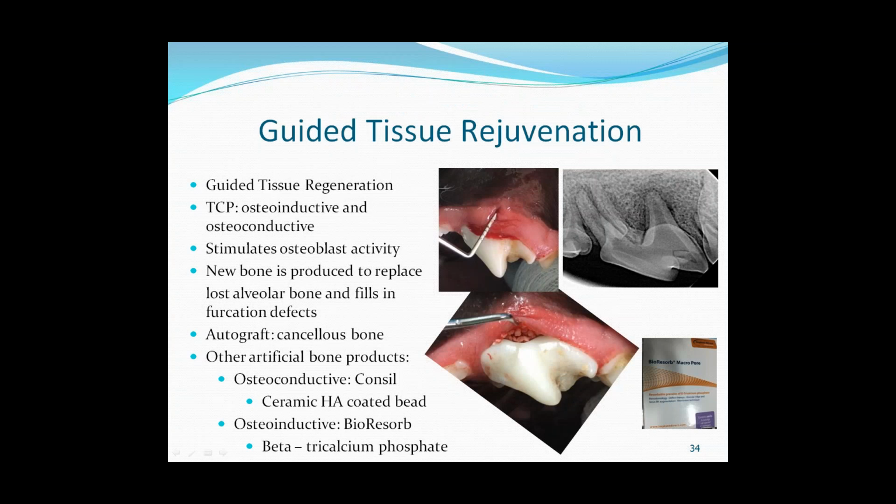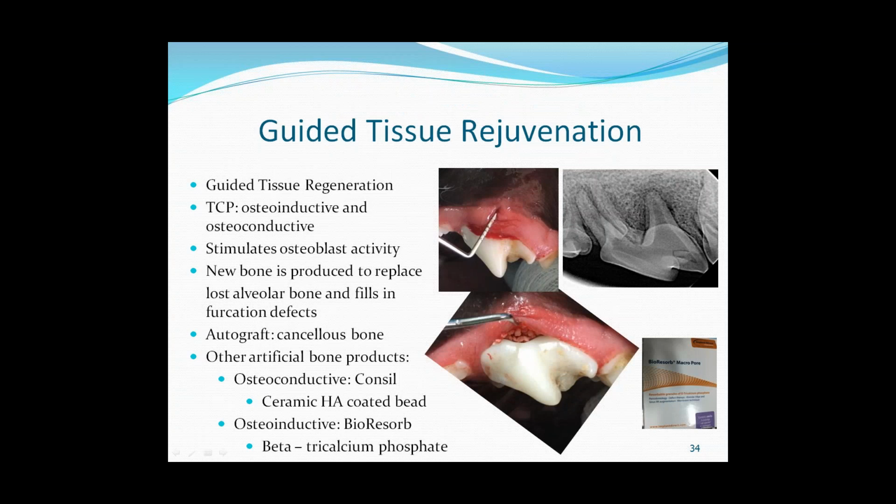The other way of getting reattachment is to use a bone graft. The best example is what we call guided tissue regeneration or rejuvenation. This works really well for two cases in particular. It works really well where you have a furcation exposure and you're able to keep the bone graft in the furcation. It doesn't work very well when you've got gingival recession. You need to have the gingiva there.